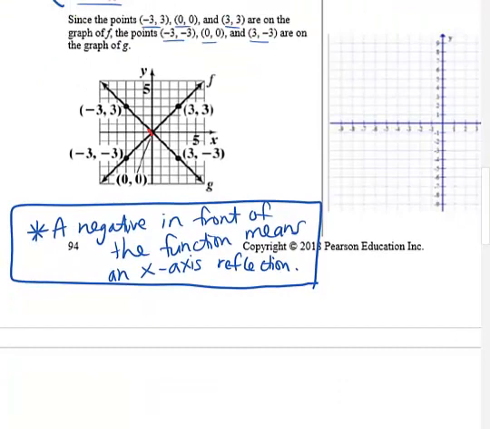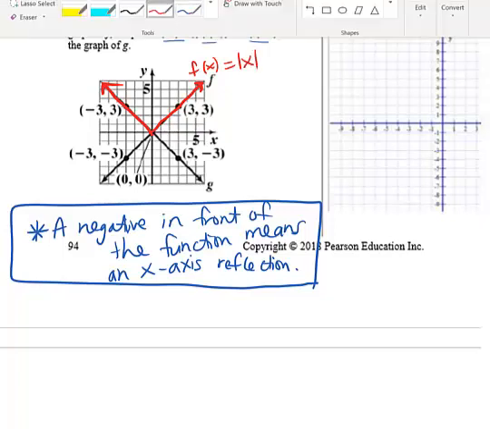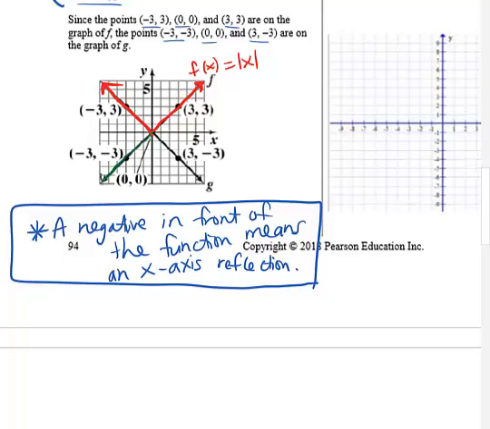It's all in black and white, so it's kind of hard to see. But this guy is f of x equals absolute value of x. If you were to throw a negative sign in front of that, it would be this upside down V that's going downward. So that guy would be your reflection.